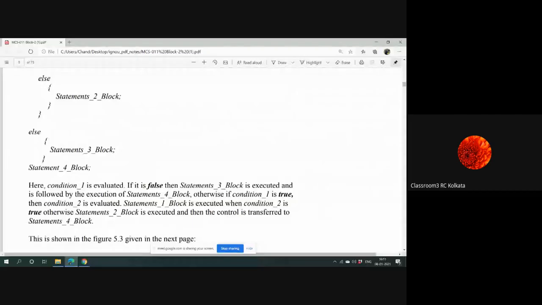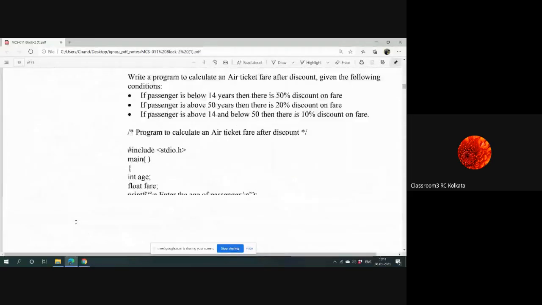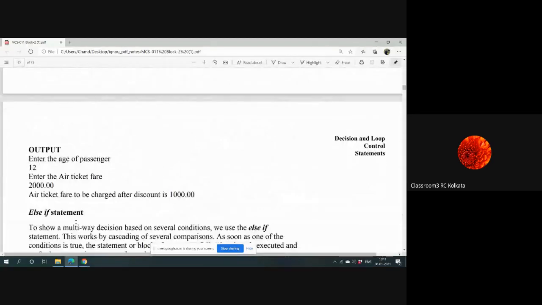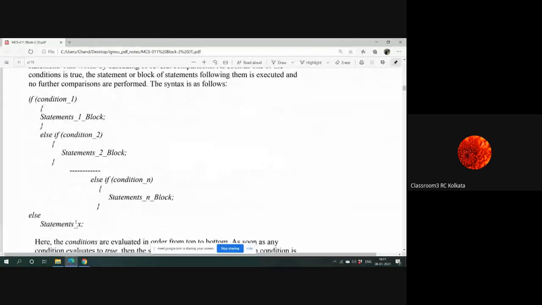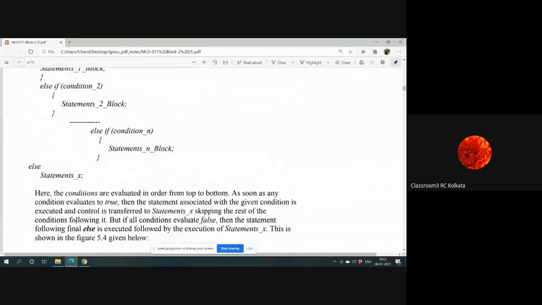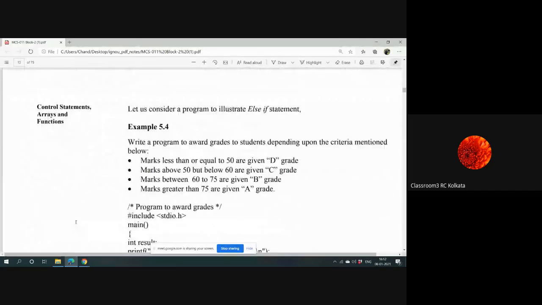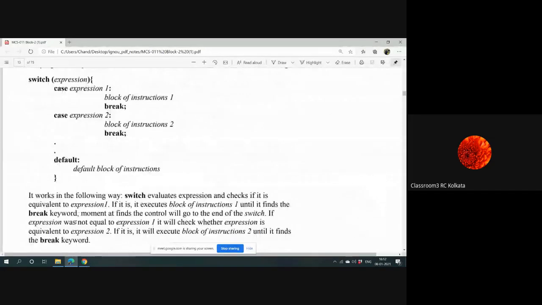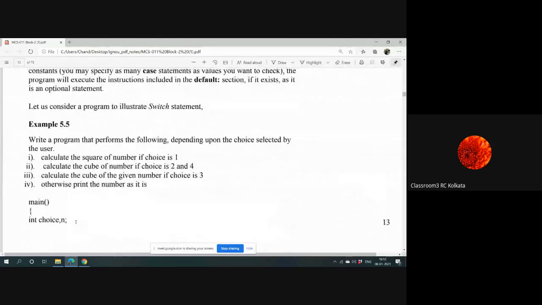Similarly, you can put nested else. You can search nested programs from the net. You can see small programs of nested if, and the same thing is there. And lastly, I think switch, and then I am closing the class.